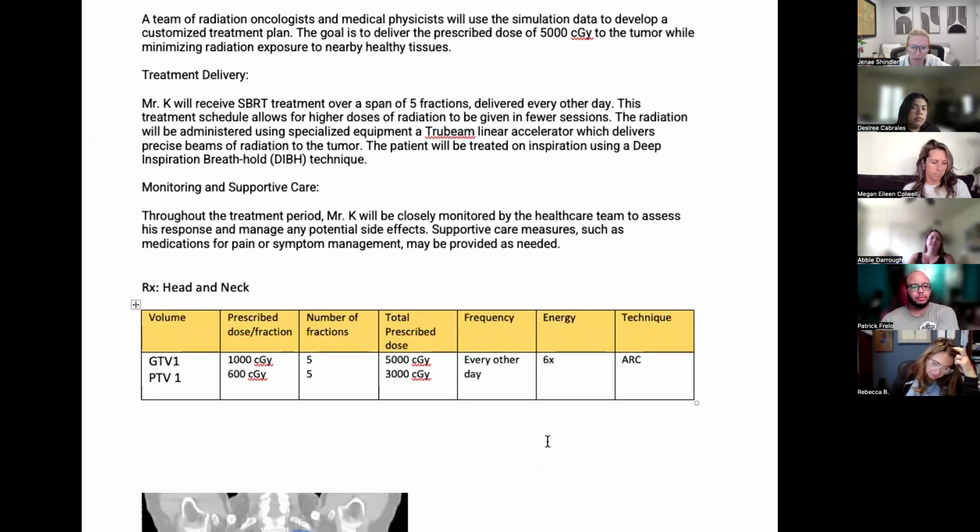Sterling, monitoring and supportive care. Throughout the treatment period, Mr. K will be closely monitored by healthcare teams to assess his response and manage any potential side effects. Supportive care measures such as medications for pain or symptom management may be provided as needed. Okay. Zena, why don't you tell me the script?